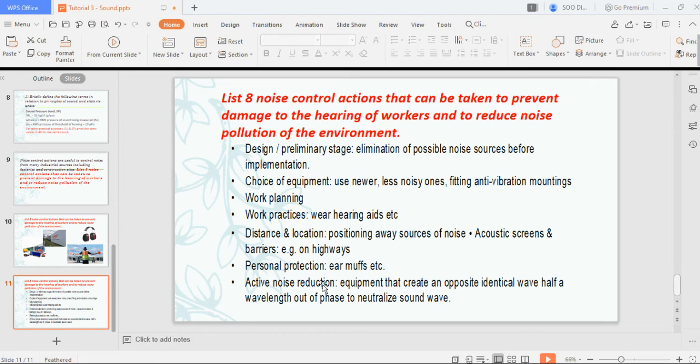And lastly is active noise reduction. This is equipment that creates an opposite identical wave, half a wavelength out of phase, to neutralize the sound. This is a bit of using science. So you neutralize the sound by creating a different sound out of phase to neutralize your sound wave.